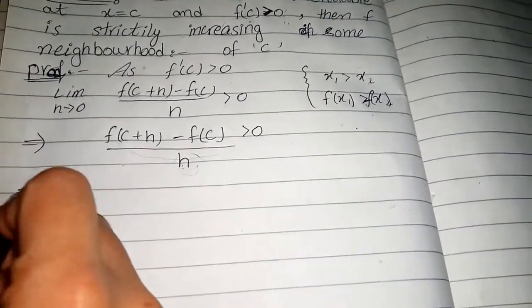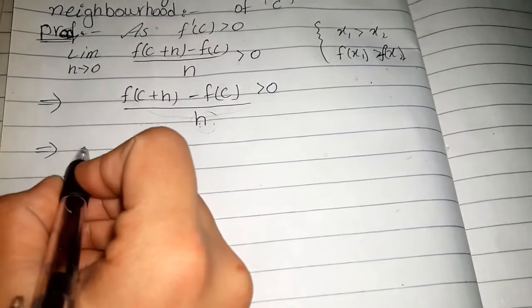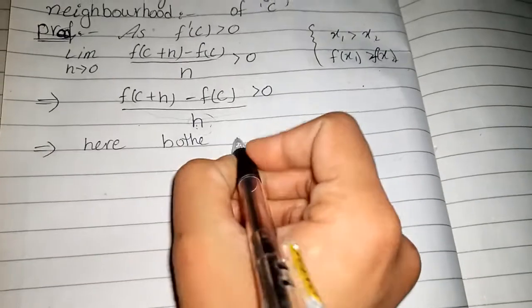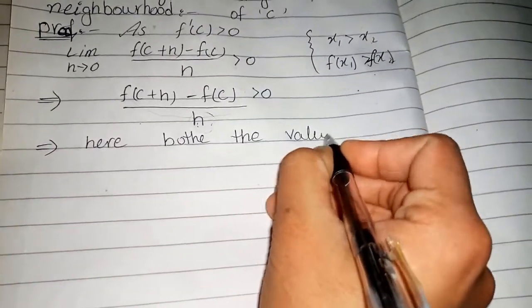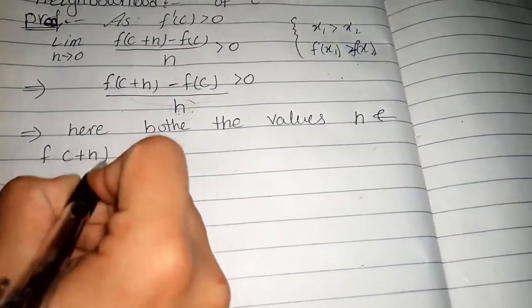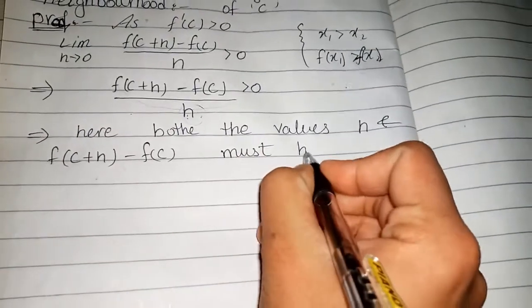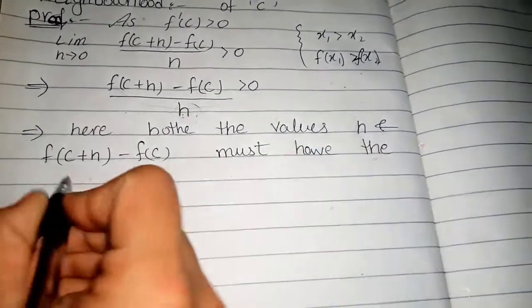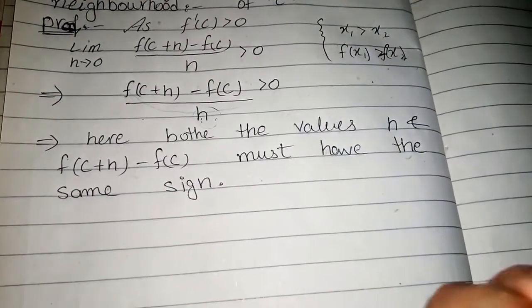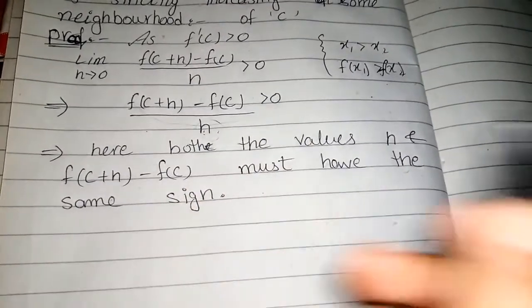So we write here that both the values, h and f of c plus h minus f of c, must have the same sign. So both have the same sign.